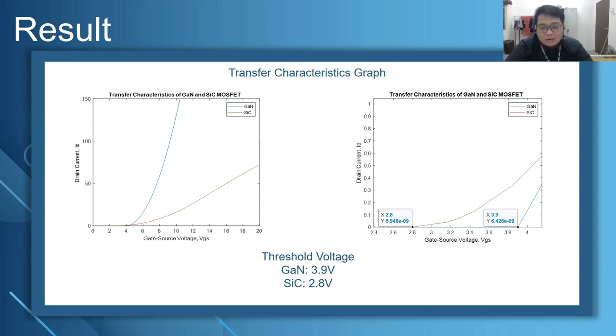And the graph on the right-hand side is the threshold voltage of these two MOSFETs. The threshold voltage for the gallium nitride MOSFET is about 3.9 volts, while for silicon carbide it is 2.8. It shows that the gallium nitride MOSFET has a higher threshold voltage compared to the silicon carbide MOSFET. It will result in better performance, especially when applied in resonance.